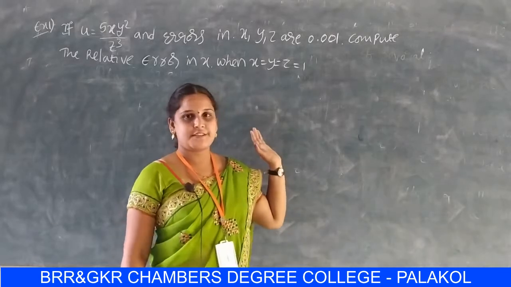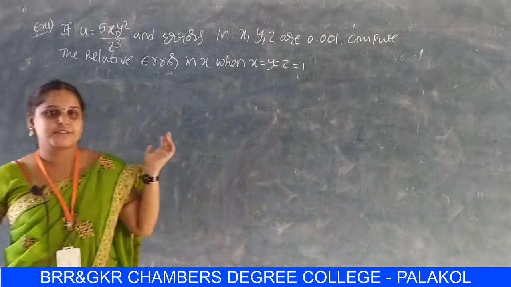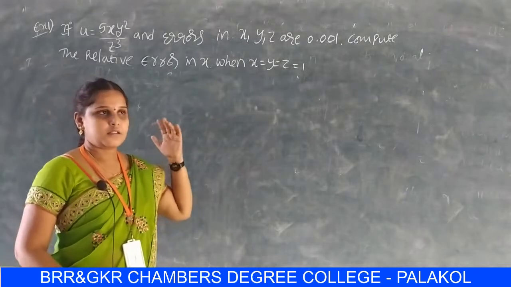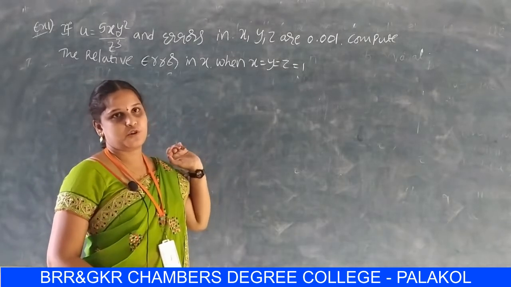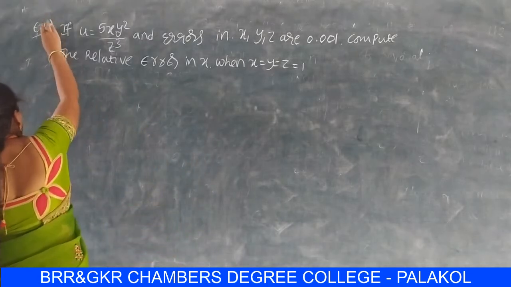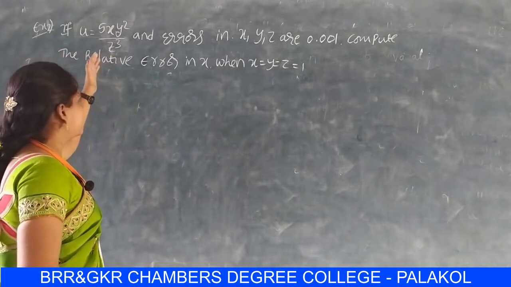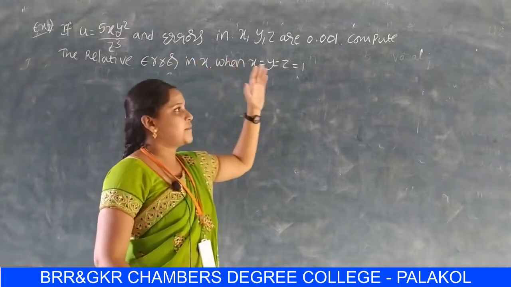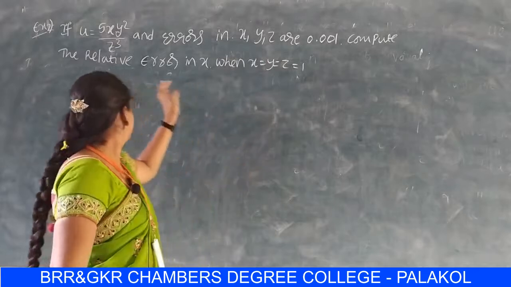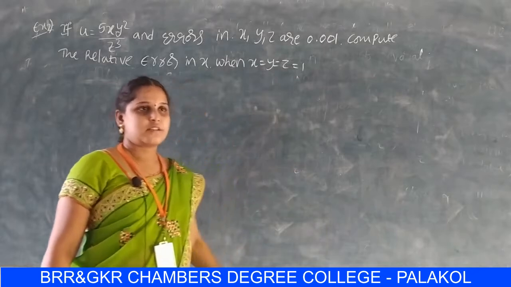Dear students, in this section is the next example of the general error formula. In the previous section we covered different types of errors, absolute error and relative error, which are based on the general error formula. Now the next example is example number 2: if u is equal to 5xy square by z cube and the errors in x, y, z are 0.001, compute the relative error in u when x is equal to y is equal to z is equal to 1.